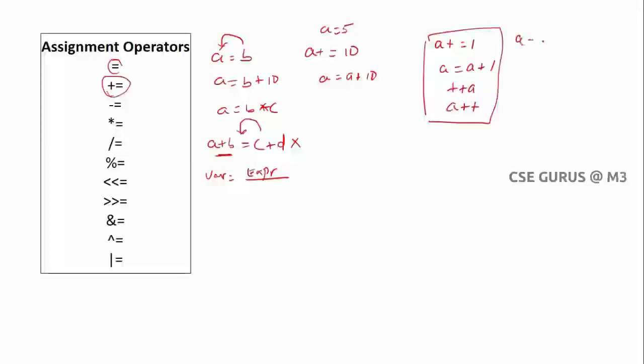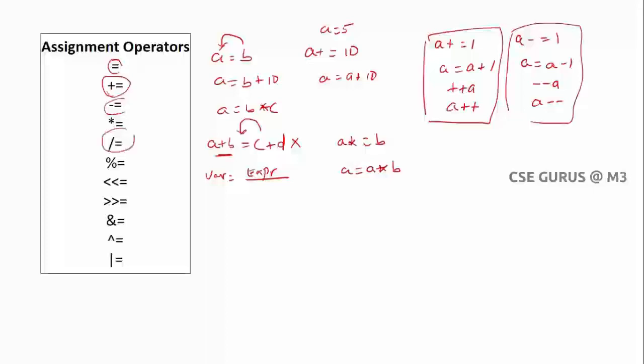Similarly a -= 1. What is that? a = a - 1, which is equal to --a, and which is equal to a--. Like this I also explained minus equals, and multiply equals. Something like I can write a *= b, which is equal to a = a * b. Similarly division equals, and modulus equals. What about %=? Let us suppose a %= 3, which is equal to a = a % 3. If a is 5, it will return remainder 2.